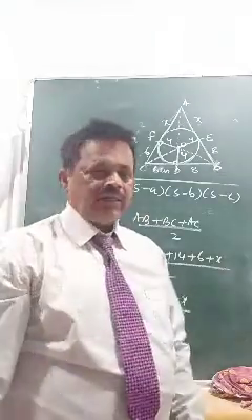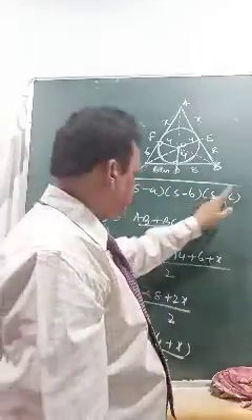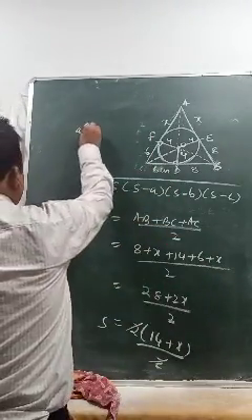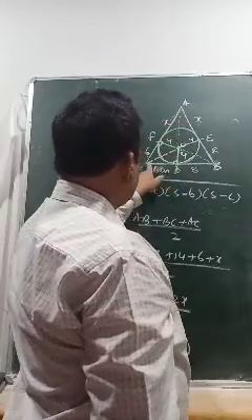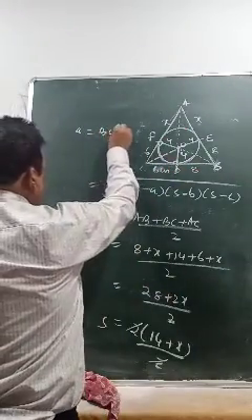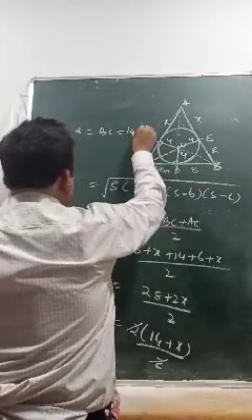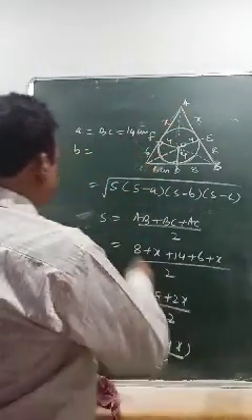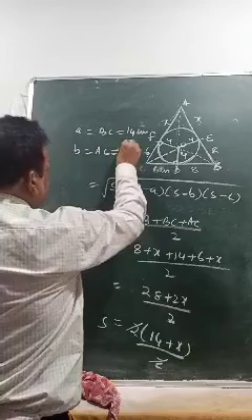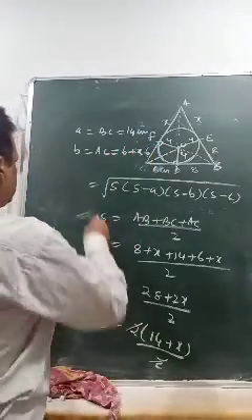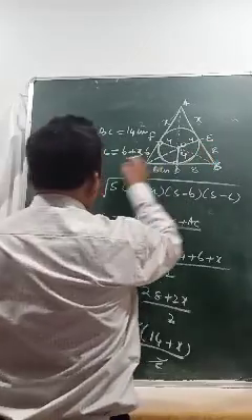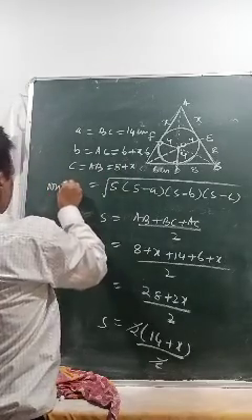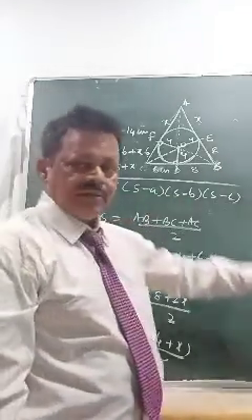What is called a? A, B, C. Look, small a means the side opposite to angle A, that is BC. How much? 14. What is small b? The side opposite to angle B, that means AC. How much? 6 plus x. What is c? The side opposite to angle C, AB, 8 plus x. So now the area is this formula, put here.